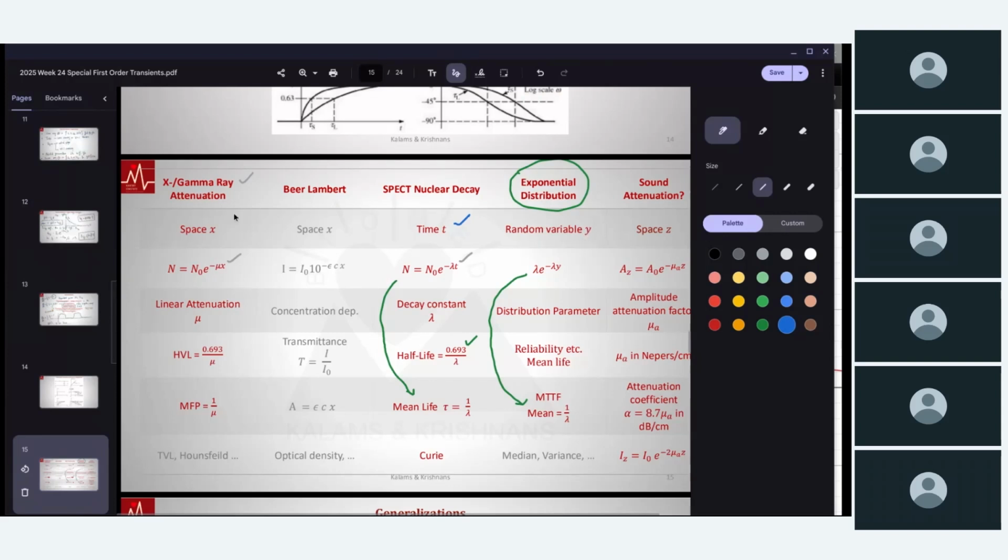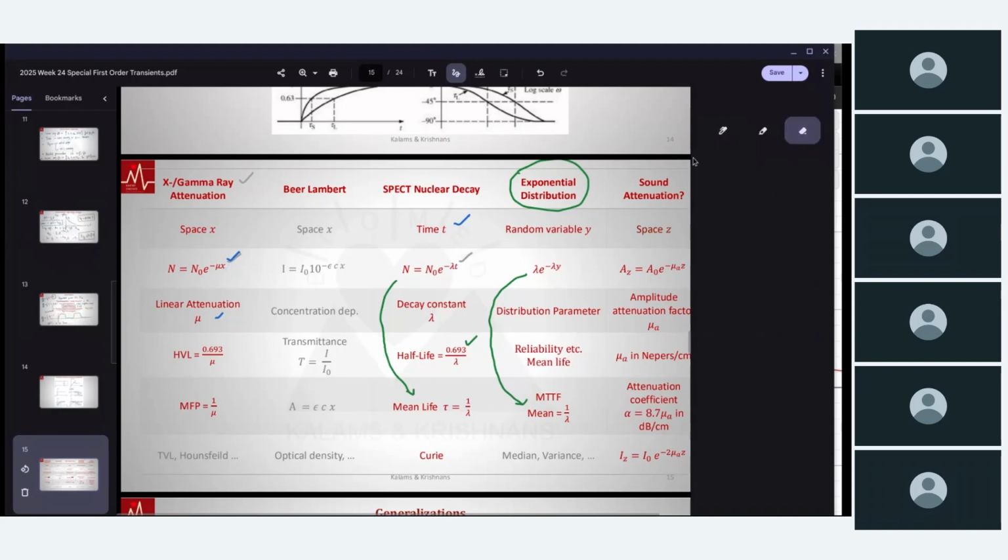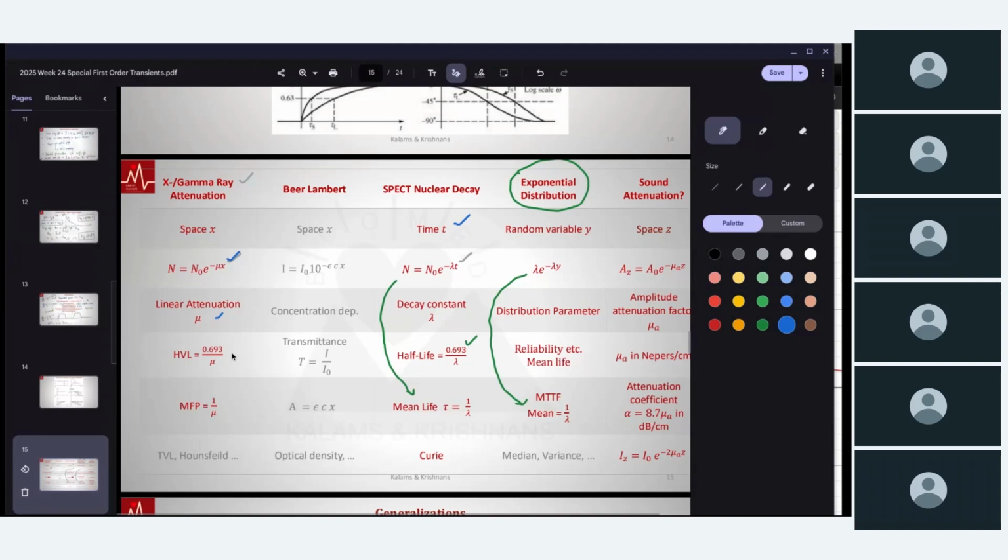In X-ray attenuation, things are functions of space. For example, there you have again an attenuation coefficient. It is not written in x by mu format, but by convention it's written as mu x. And here we had a half-life, there we have a half value layer. Here we have a mean life, there we have a mean free path. Does it stop there? No.